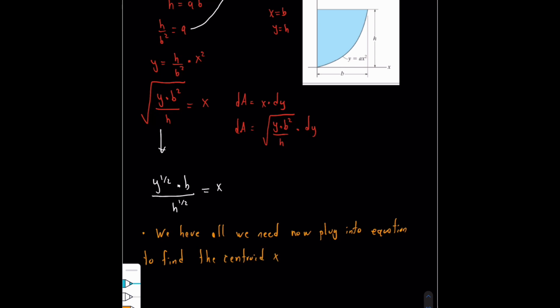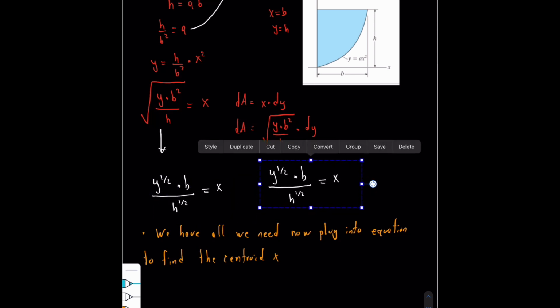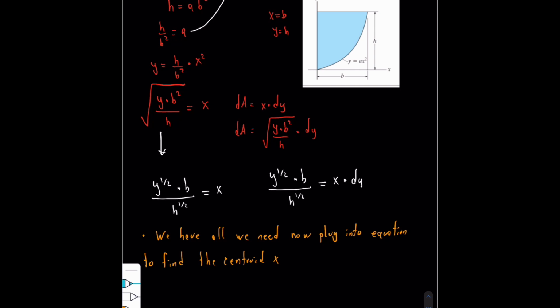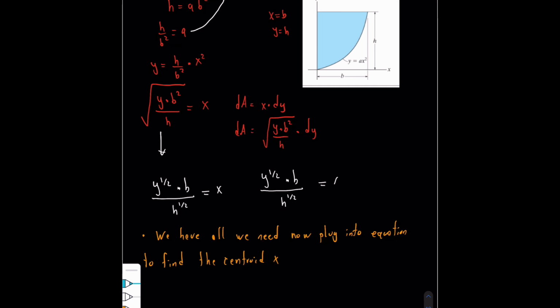Alright, I'm just going to duplicate this here just to avoid any confusion on my part. Here, okay, times dy. That's better: dA times dy. That is going to be our area, by the way.